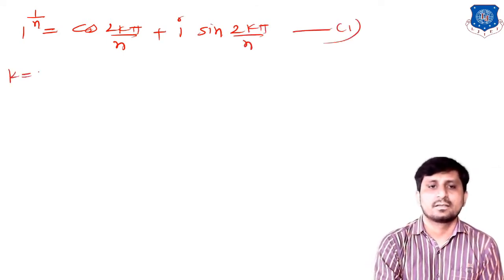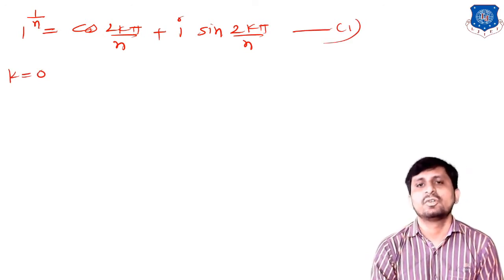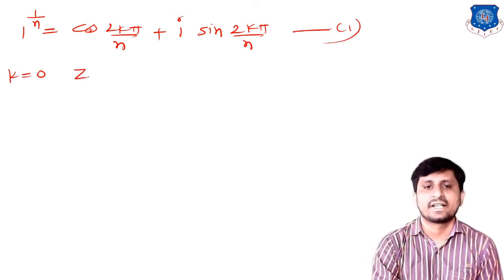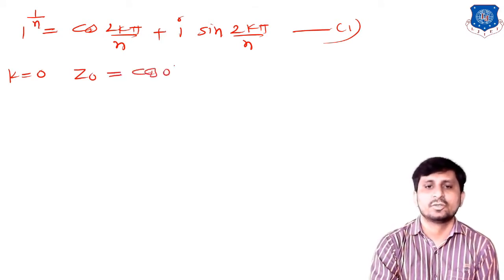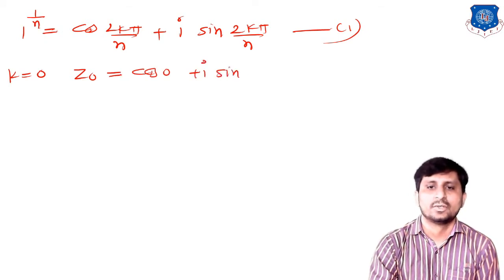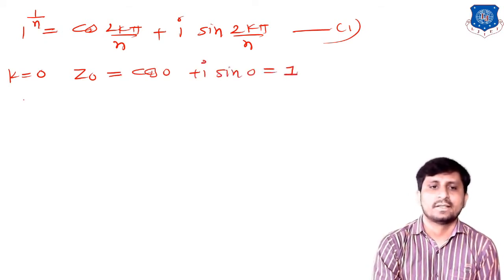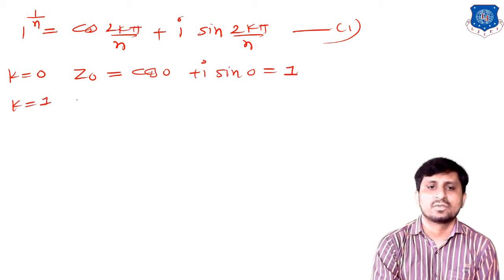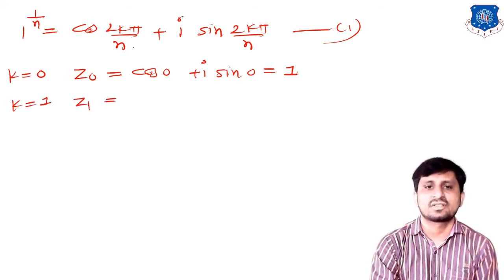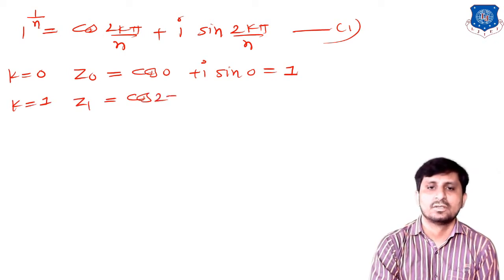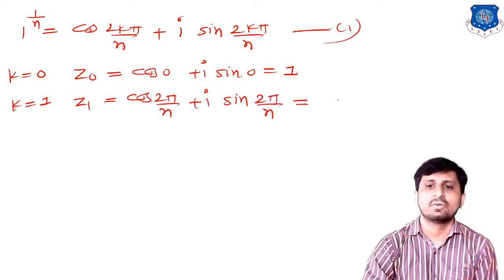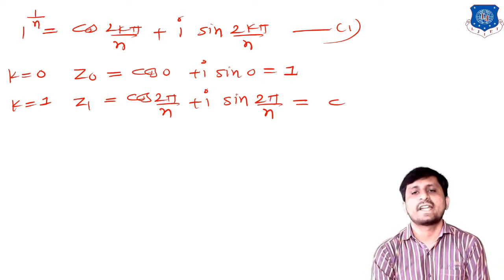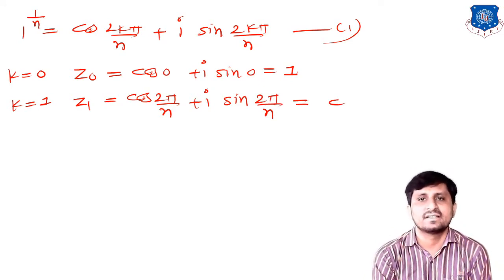Now I take values from k is equal to 0, 1 up to n minus 1. So let's take k is equal to 0 first. So z0 is cos 0 plus I sin 0, so z0 is equal to 1. Then take k is equal to 1. So z1 is cos 2 pi by n plus I sin 2 pi by n, and that is equal to c. Call it c, right?